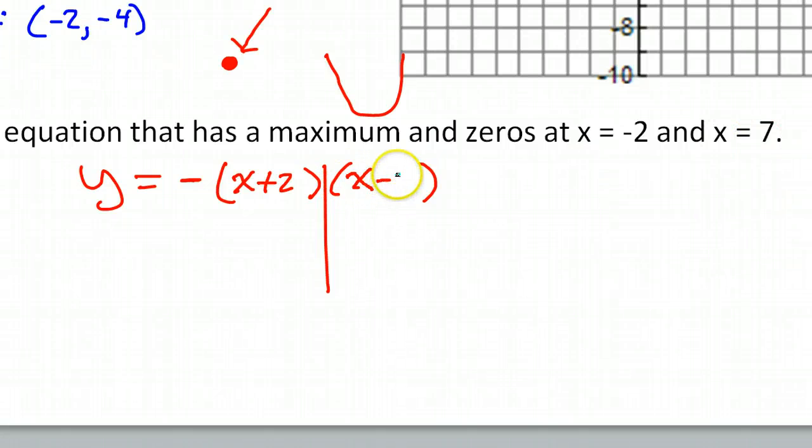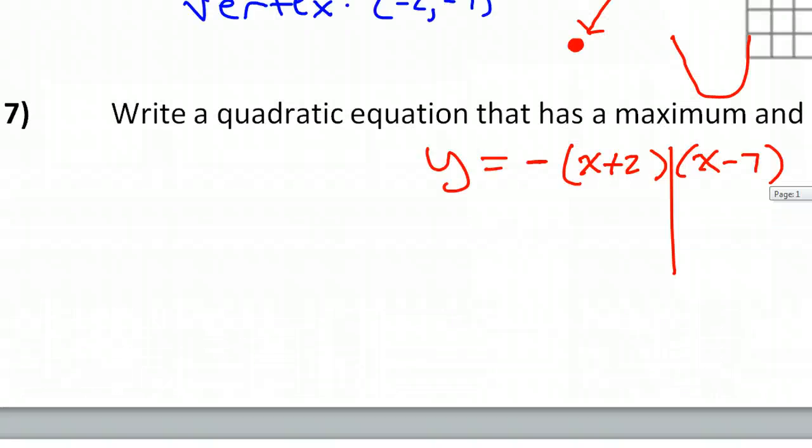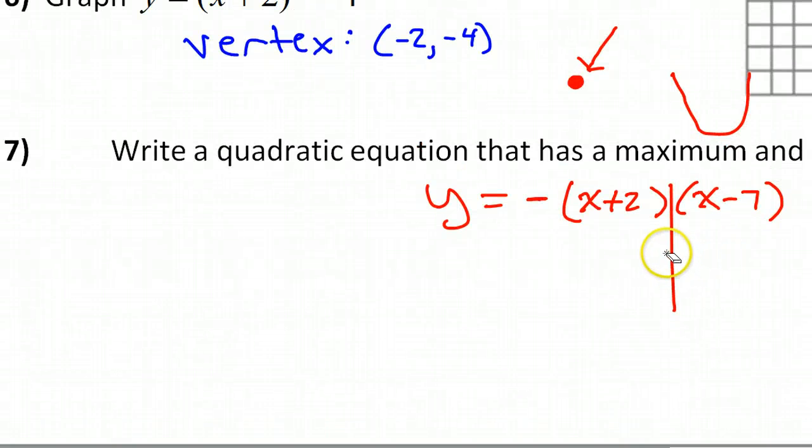Now, I didn't say that you had to put it in standard form. So if I don't specifically say that you had to put it in standard form, then you could just leave it like this.